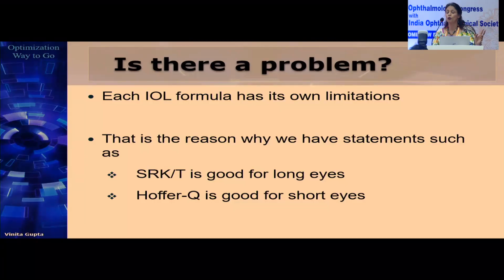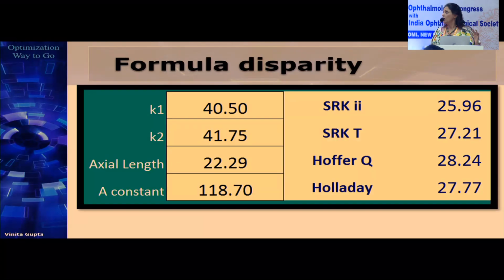Yes. Each formula has its own limitations. There are statements that SRK/T is good for long eyes and Hoffer Q is good for short eyes, but are these the correct statements? Because even with these formulas in those appropriate eyes, we still end up with refractive surprises. This is one example which shows you that with the same readings of your basic keratometry and axial length, using 4 different formulas, you'll have so much variation in the IOL power calculation. This is the reason we are landing up with refractive surprises despite our best efforts at the best measurements and the best IOL power formula which we have incorporated and used.